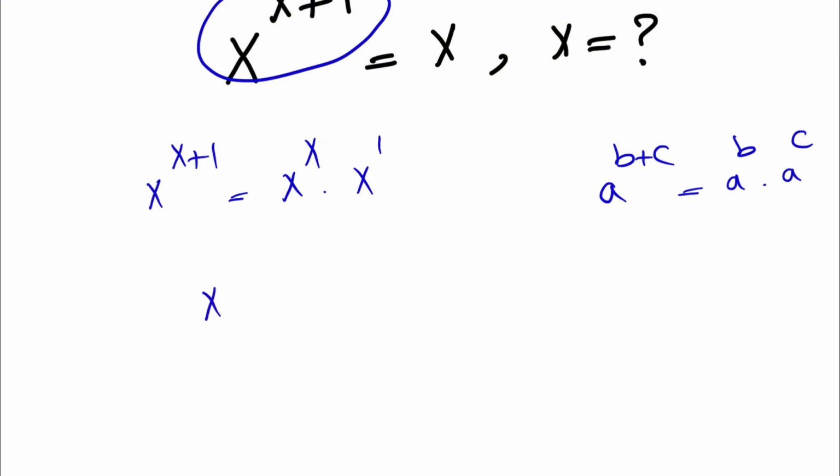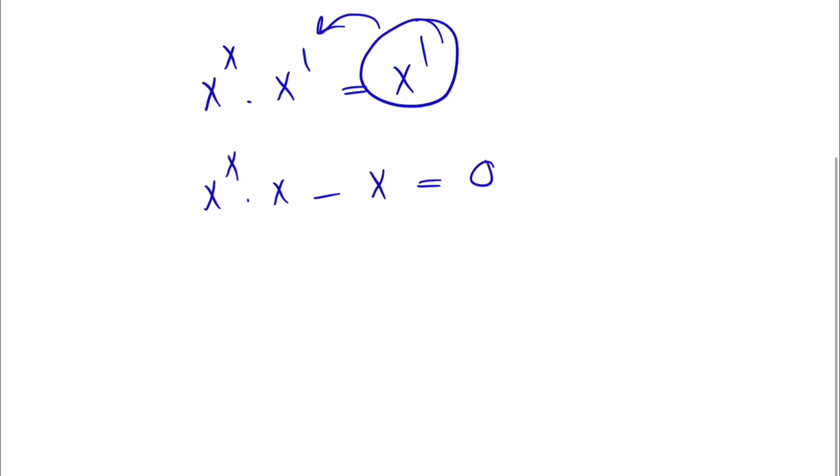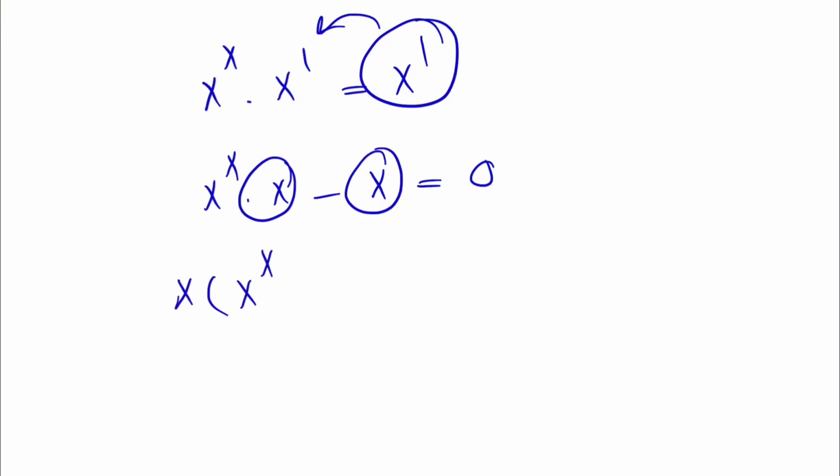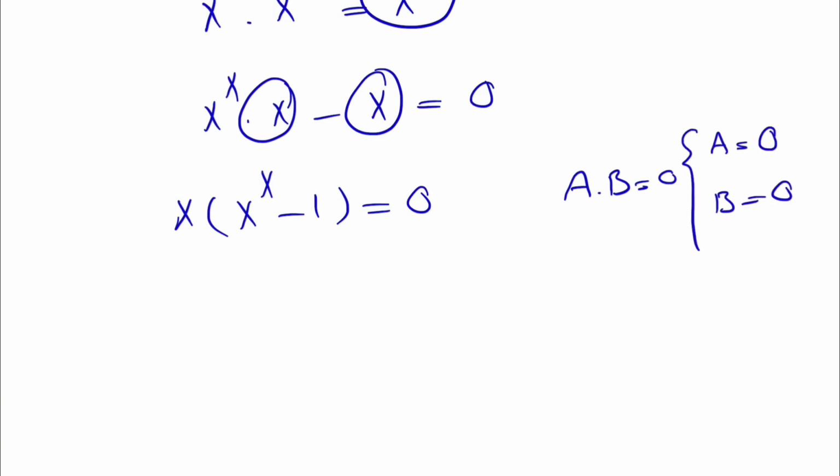On the left side of the equation we have x to the x times x to the 1, and on the right side we have x to the 1, and here we can bring x on the right side of the equation to the left side, so this will be equal to 0, and now we can see the common factor here and we can factor x. So x to the x minus 1 is equal to 0, and now we have a times b is equal to 0, meaning our a can be 0 and our b can be 0 too. So this is our a, this is our b.